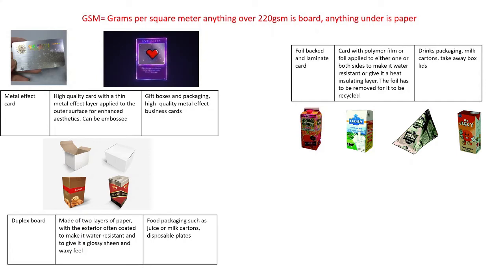So there are a couple of overlaps between duplex board and foldback card in terms of drinks packaging and that type of thing. The more common one will be foldback and laminated card for your orange juice, your apple juice sort of cartons, those types of things.